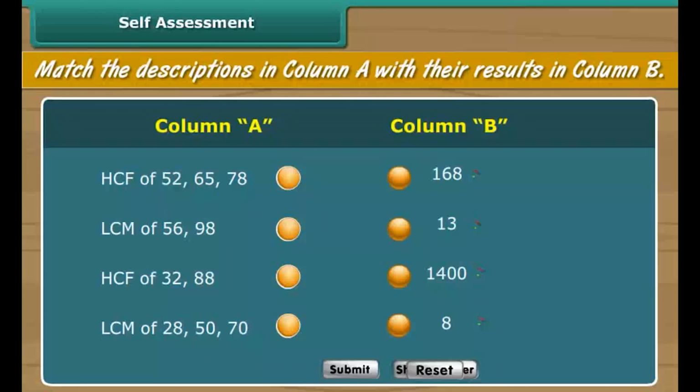Self-assessment. Match the descriptions in column A with their results in column B.